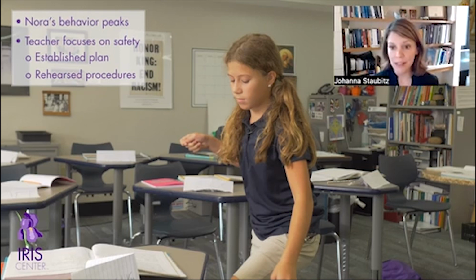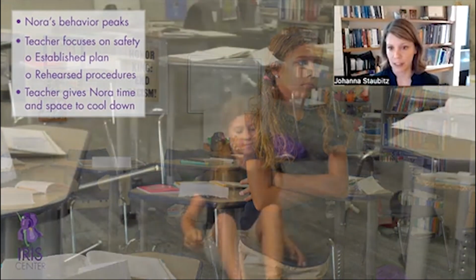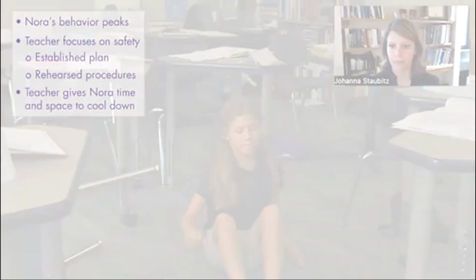After that happens, you saw that Mr. Santini gives Nora some space. He doesn't approach her. He just waits. He's still in the room, even though the class has gone to another teacher's room. But he doesn't interact with Nora. And what she does is, her behavior peters out. She stops kicking and pushing things, and eventually sits down on the floor.